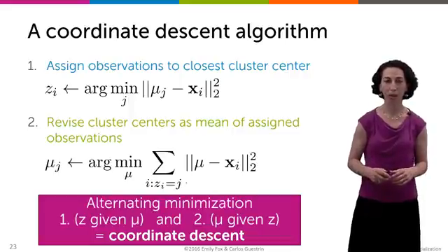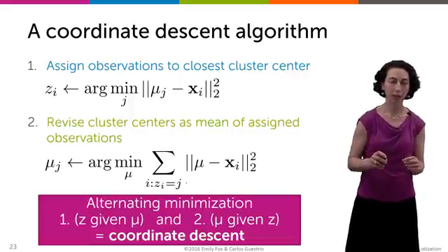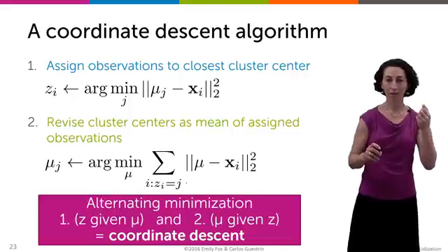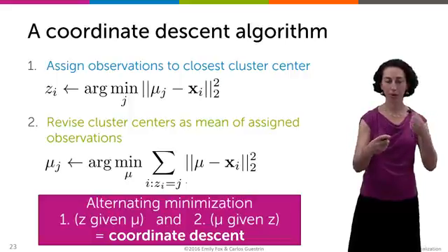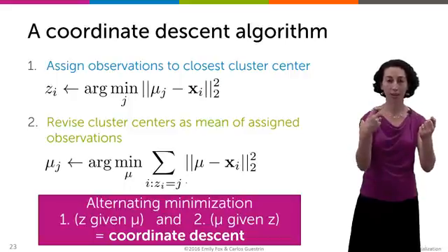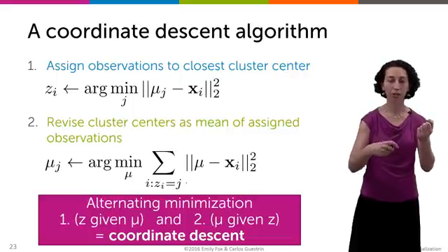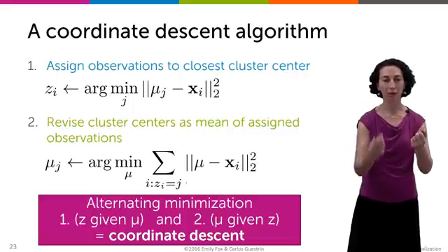these types of algorithms. But the idea here in particular is that we're iterating between minimizing our z variables given our mu's, so minimizing an objective over our cluster indicators given the cluster centers, and then we're looking at a minimization to find our cluster centers given our assigned cluster indicators.